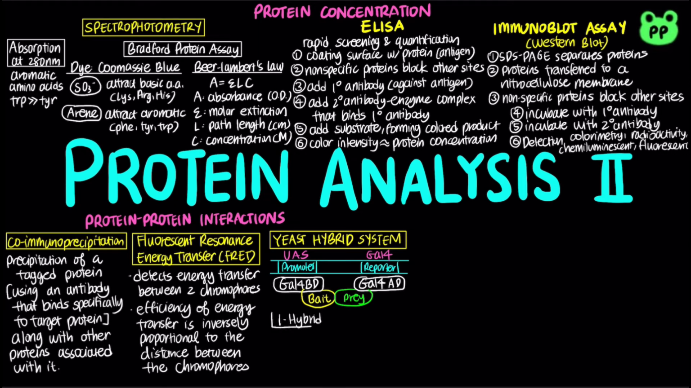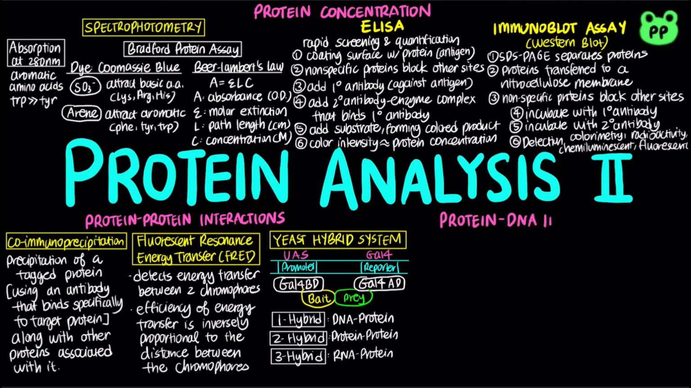The yeast-1 hybrid system measures DNA-protein interaction, the yeast-2 hybrid system measures protein-protein interactions, and the yeast-3 hybrid system measures RNA-protein interactions. Besides the yeast-1 hybrid system, there are four other ways to measure protein-DNA interactions.